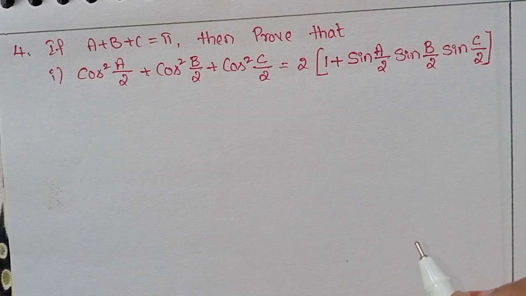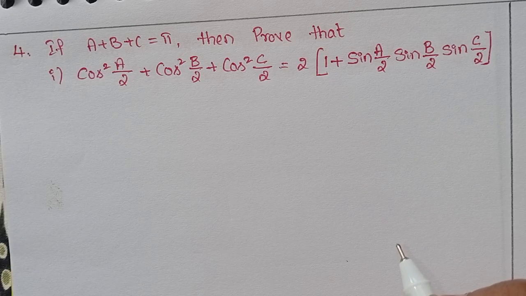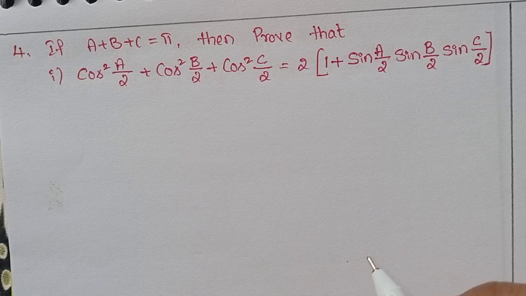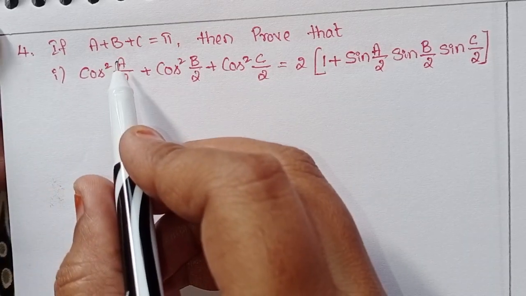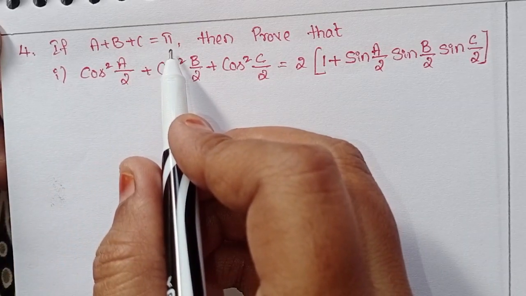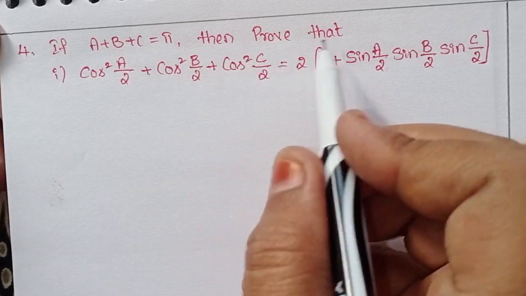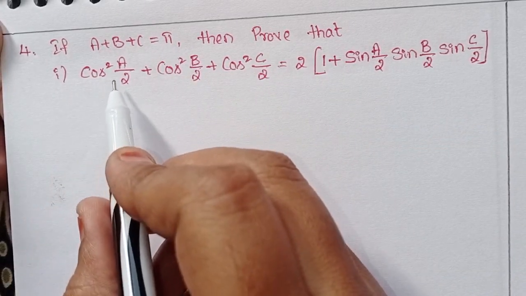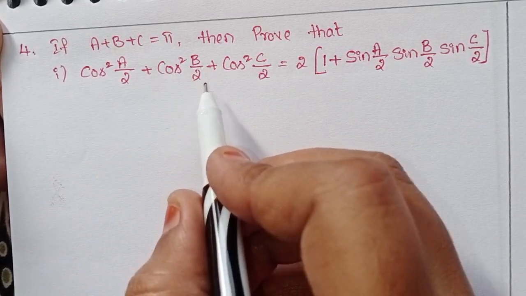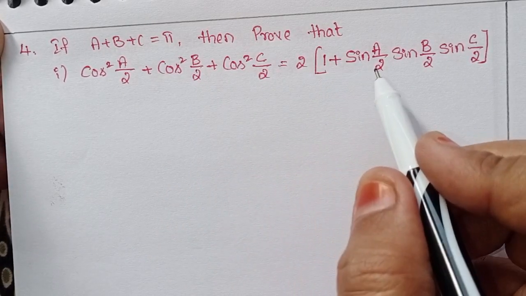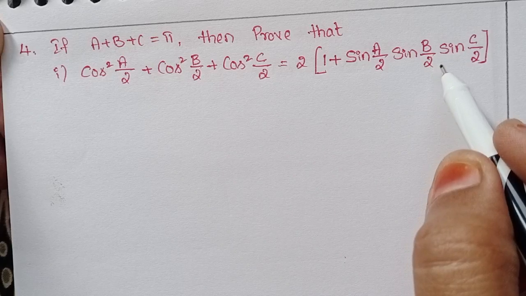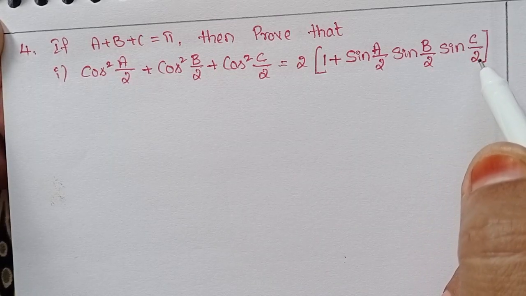Today we will discuss intermediate first year 1A, chapter number 6, trigonometric ratios up to transformations, exercise 6F, fourth problem. If A plus B plus C equal to pi, pi means 180 degrees, then prove that first one: cos square A by 2 plus cos square B by 2 plus cos square C by 2 equal to 2 times of 1 plus sin A by 2 into sin B by 2 into sin C by 2.